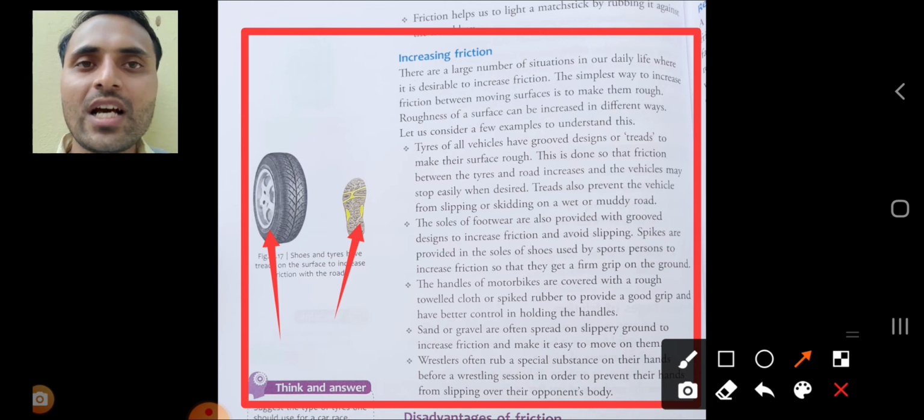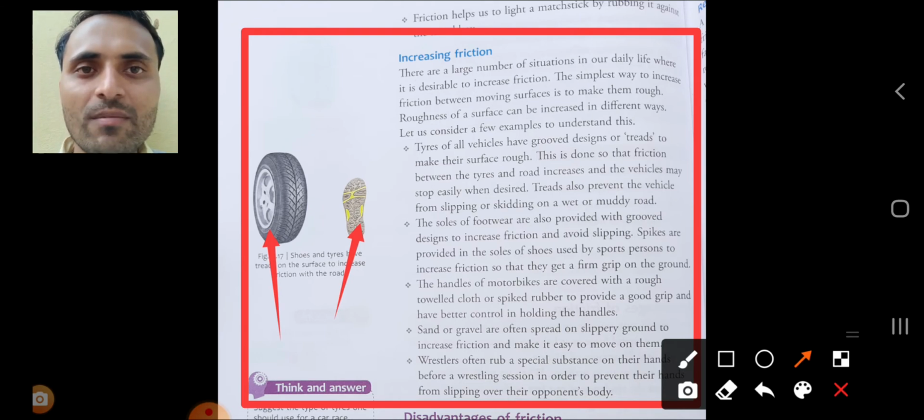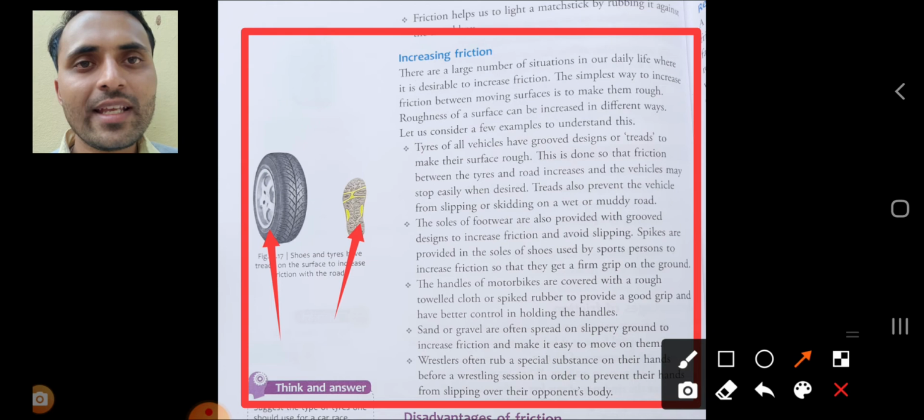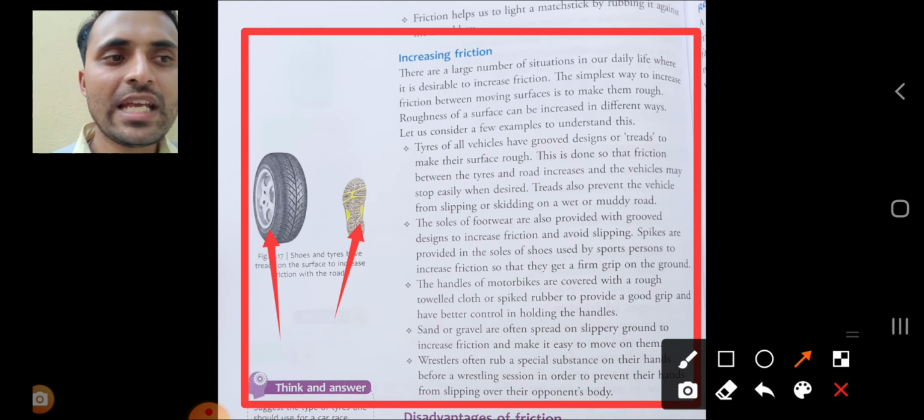There is another application of increasing friction, in the case of wrestlers. Wrestlers often use some special type of powder to avoid slippage, in other words, to increase the frictional force. So these are some ways by which we can increase the friction.